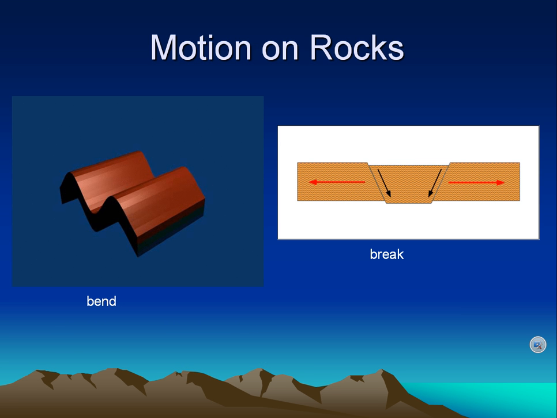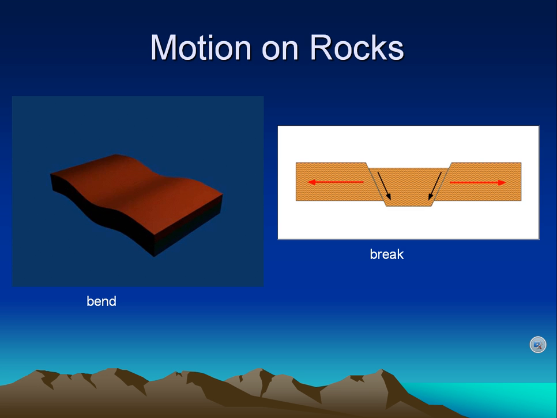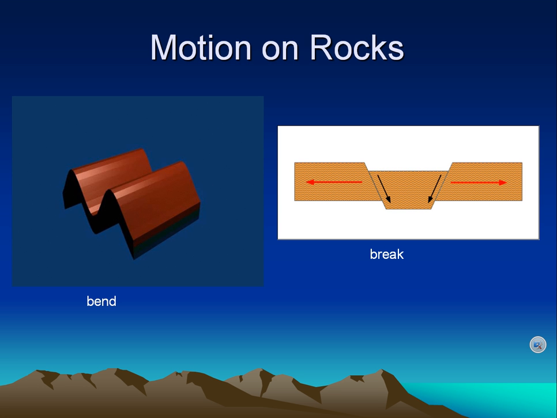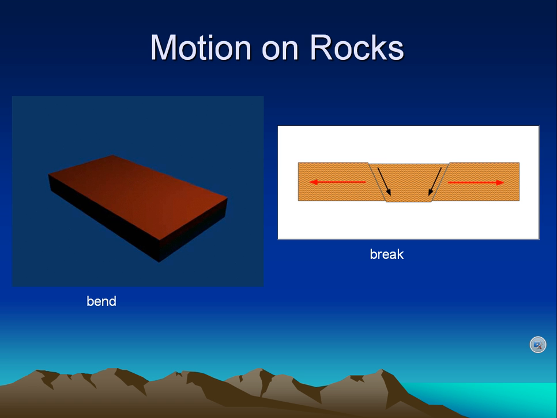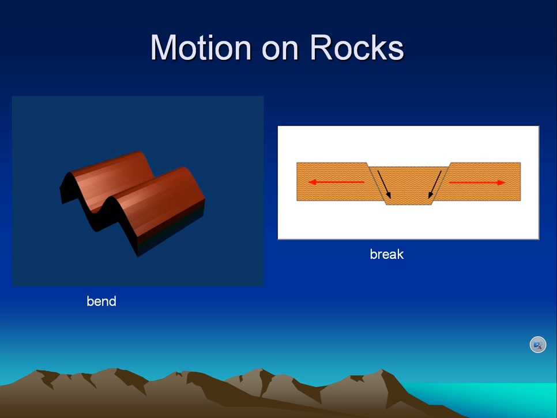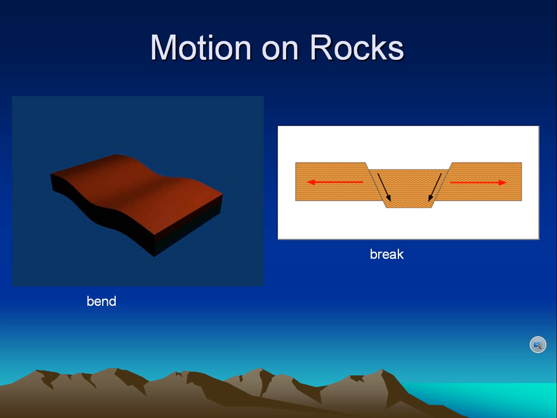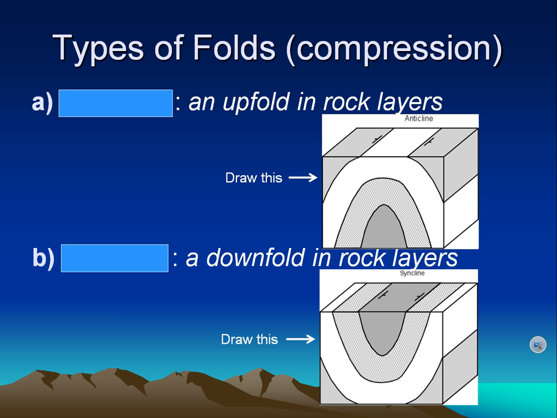Motion on rocks can cause them to bend, as in the left picture, and those bends are called folds, or it can make the rock break, such as the picture on the right, creating faults. First, we're going to do folds. You have two types of folds. These are both formed from compression.